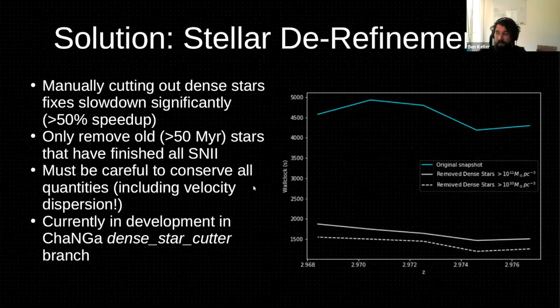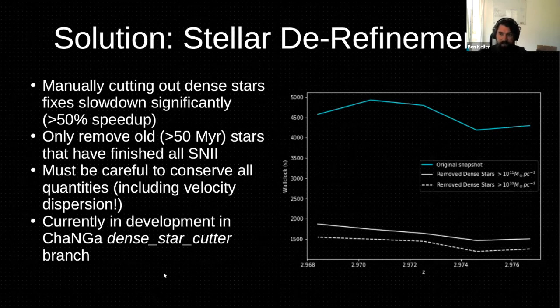problem worse. You can see with just a crude test of removing the densest stars, you can end up getting a speed up of 50% or more. So this is a tool I'm actually building into Chang'e for stellar de-refinement. And hopefully in the next few months, it'll be ready for prime time. And if you have this issue, you can use it too.